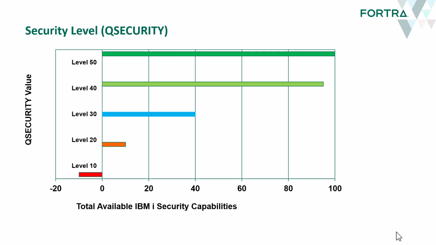The shipping value is going to be level 40. It used to be level 30. And we still see a lot of customers moving from level 20 to level 40, and there are a lot of ways to do that. But be mindful that at level 20 or at level 30, you can still secure your system without having to compromise certain configurations of user profiles or of programs just by monitoring your audit journal.